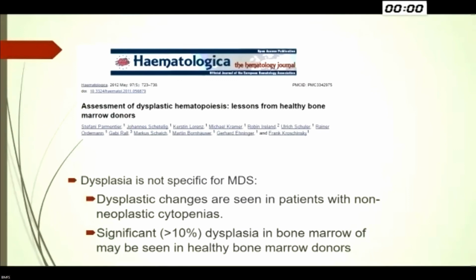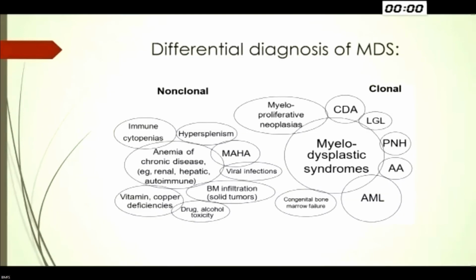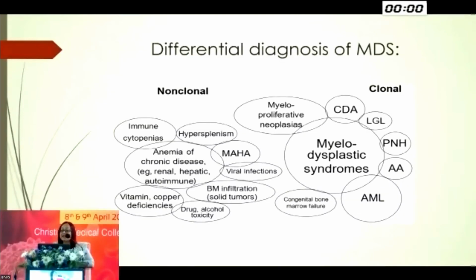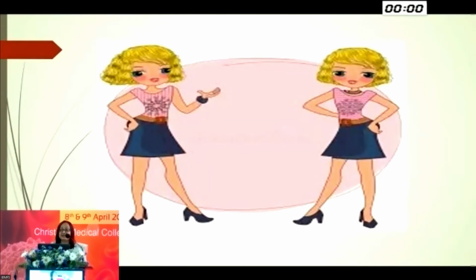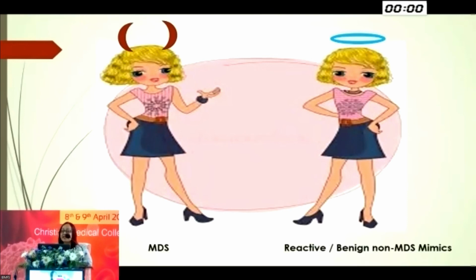And also, it has been found that more than 10% dysplasia can be there in the bone marrow of healthy bone marrow donors. So it is very important to differentiate MDS from other clonal and non-clonal causes of dysplasias and cytopenias. Just like these two sisters who look very much alike, but on careful observation of their behaviors over a period of time, you might realize that one of them is a demon and the other is an angel. It is very important to differentiate MDS from other reactive or benign non-MDS mimics, which can be easily treated.